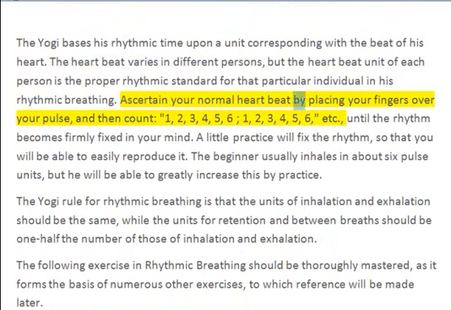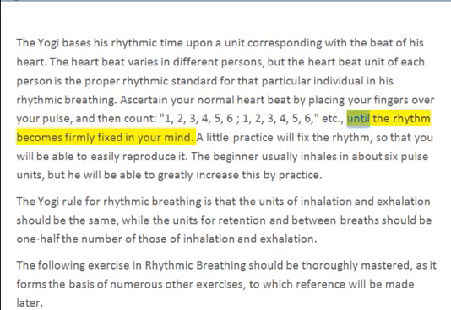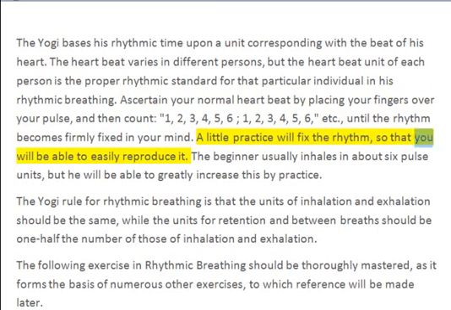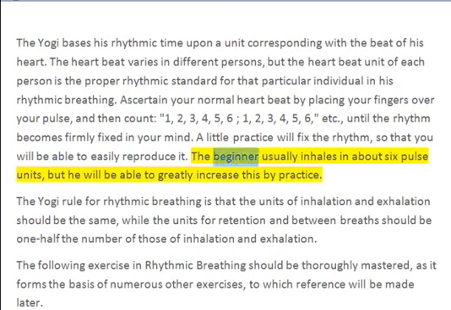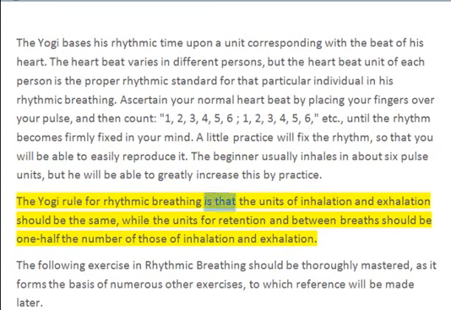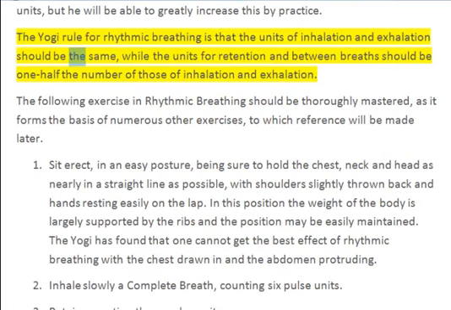Ascertain your normal heartbeat by placing your fingers over your pulse, and then count 1, 2, 3, 4, 5, 6, 1, 2, 3, 4, 5, 6, etc., until the rhythm becomes firmly fixed in your mind. A little practice will fix the rhythm, so that you will be able to easily reproduce it. The beginner usually inhales in about 6 pulse units, but he will be able to greatly increase this by practice. The yogi rule for rhythmic breathing is that the units of inhalation and exhalation should be the same, while the units for retention and between breaths should be 1/2 the number of those of inhalation and exhalation.